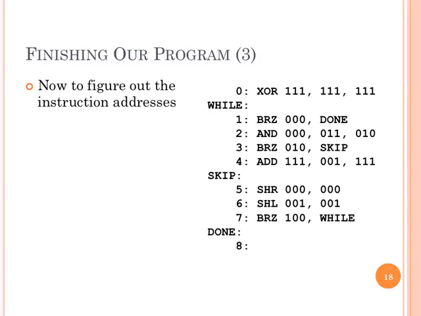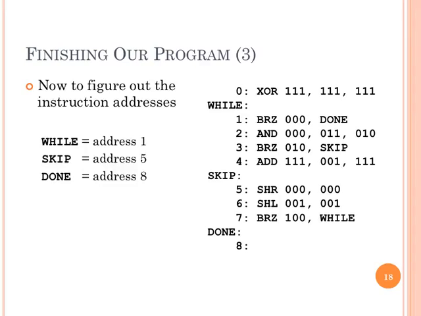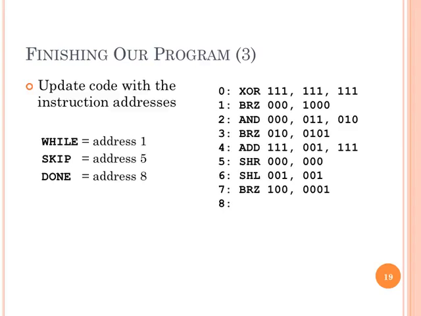And then we have while and skip and done, and you can see that I've labeled each instruction with its address in the instruction memory, so we always, at least at this level, start at address 0. So the first instruction is at address 0 and so forth. So you can see that the while's address will be 1, the skip address will be 5, and the done address will be 8. And wherever we have done, we can replace it with 8. Wherever we have skip, we can replace it with 5. And wherever we have while, we can replace it with 1. So we do that. And it becomes even less comprehensible.